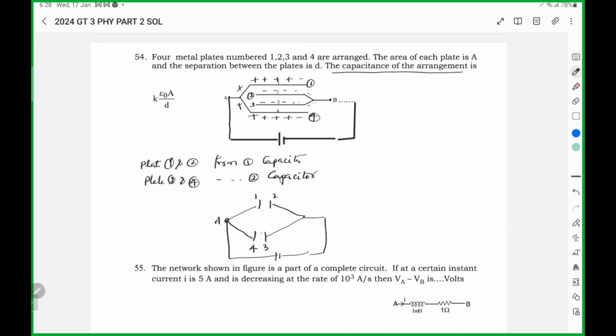So this is one capacitor C1, and it's another capacitor. The area of each plate is A and the separation is the same. So C is A epsilon naught by d. Epsilon naught is fixed, d is fixed, so capacitance will be fixed. When they are connected in parallel, it is 2C, that is 2A epsilon naught by d. Answer is 2.